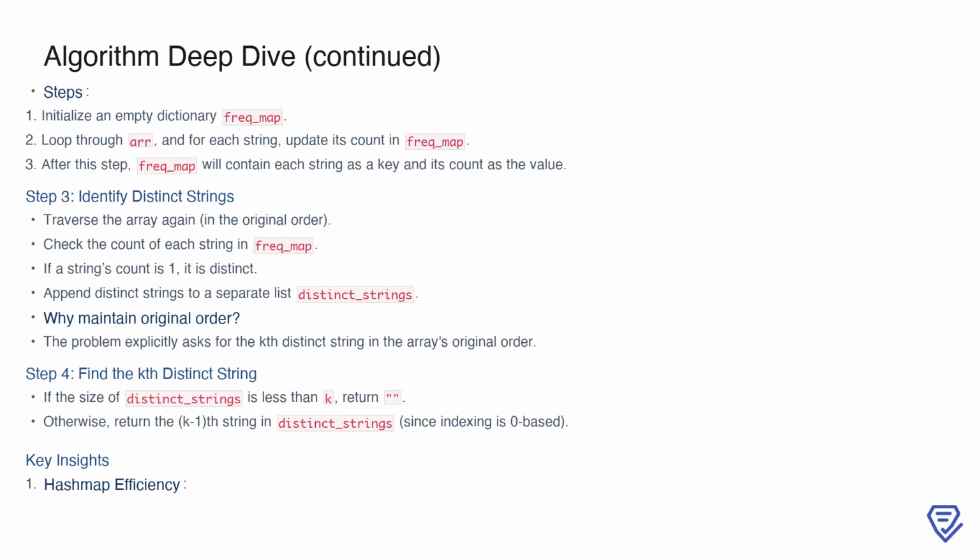To do this, we traverse the array again, this time checking the frequency of each string in frequency_map. If a string has a count of exactly 1, it is considered distinct, and we append it to a separate list called distinct_strings. Maintaining the original order of the array during this step is crucial, as the problem specifically requires the kth distinct string in the original order. Finally, we determine whether the list of distinct strings has at least k elements. If it does, we return the (k-1)th string, since indexing is 0-based. Otherwise, we return an empty string.